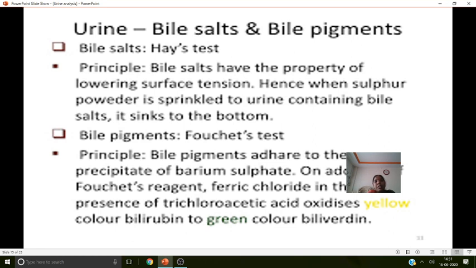And for bile pigments, Fouchet's test. The principle is that bile pigments adhere to the precipitate of barium sulfate, and on addition of Fouchet's reagent, ferric chloride in the presence of trichloroacetic acid oxidizes yellow color bilirubin to green color biliverdin. So actually the bilirubin is yellow in color, and after adding this reagent the reaction occurs and the color changes.